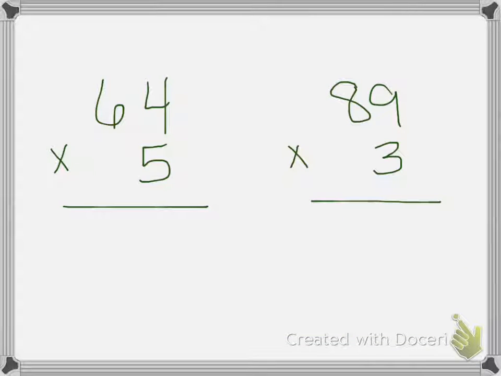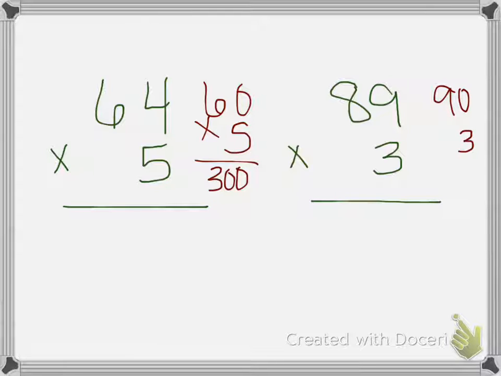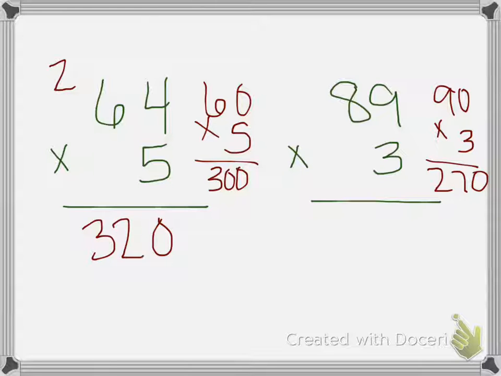Number 4 says make an estimate and solve. So if I were going to estimate, I would do 60 times 5, which would be 300. For the second one, I would do 90 times 3, which is 270. So now it wants me to actually solve. 5 times 4 is 20. 5 times 6 is 30 plus 2 is 32. As we see, my estimate is pretty close to my actual answer.